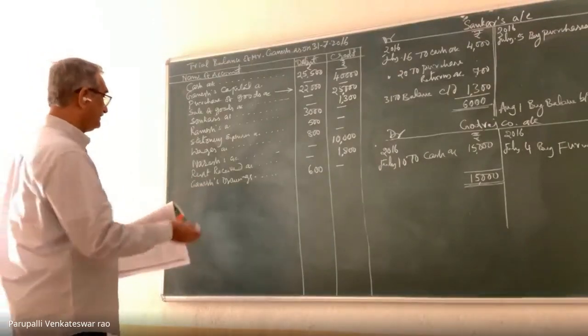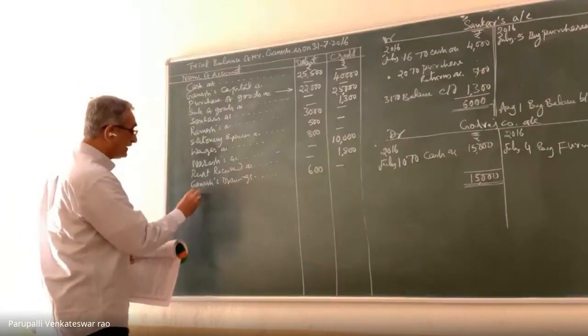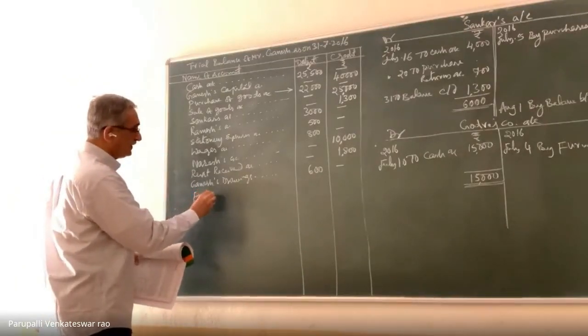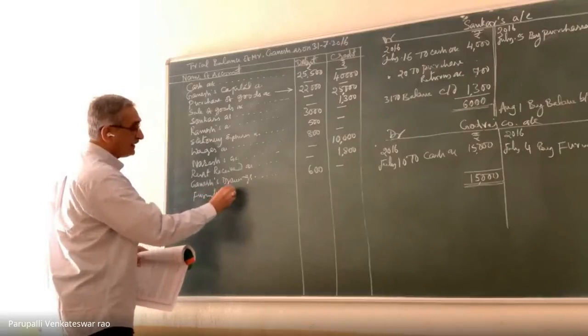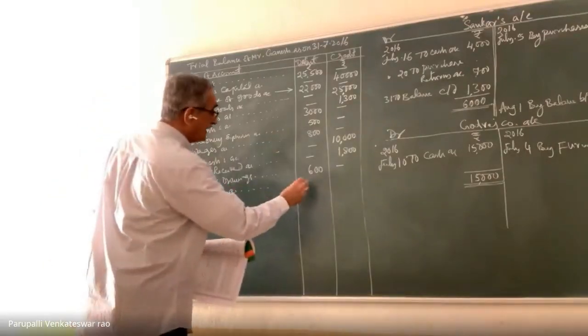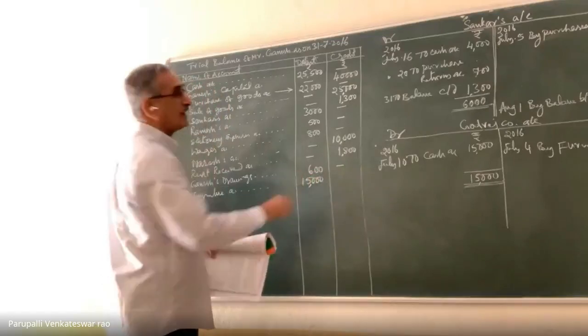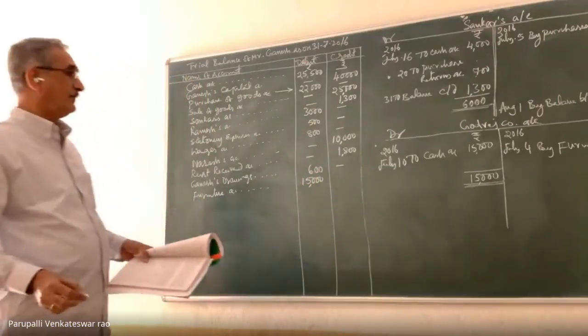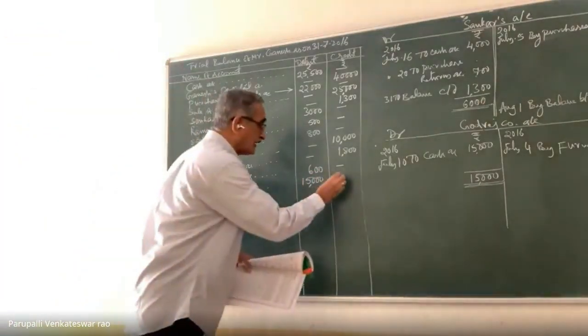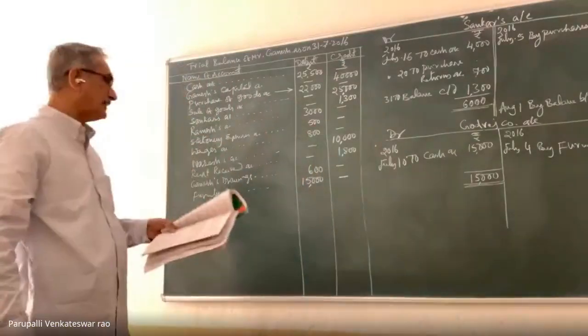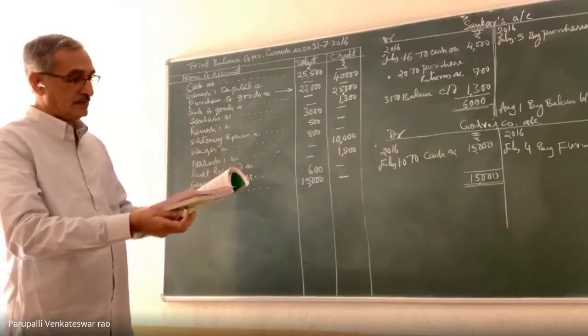Next one is furniture account. 15,000. We have purchased furniture from Godrej company. It is 15,000. So it is an asset, so debit balance. Asset, debit balance. Next one.